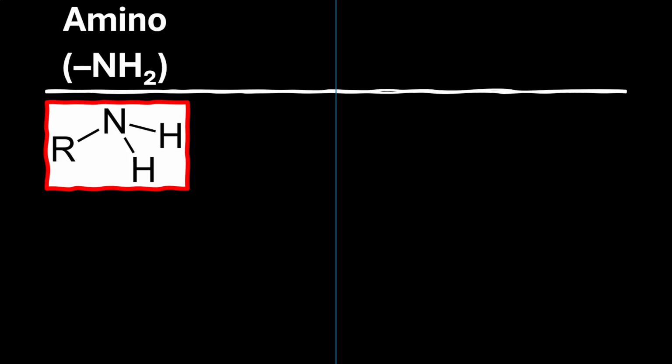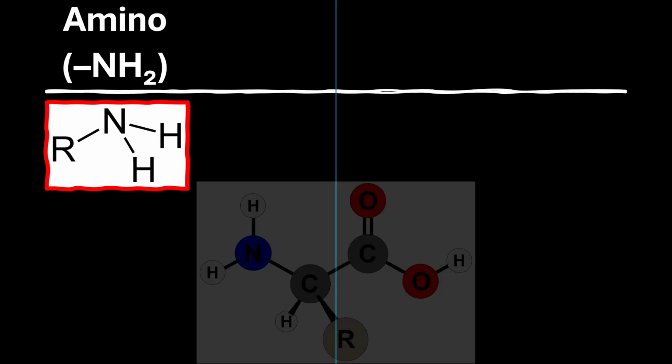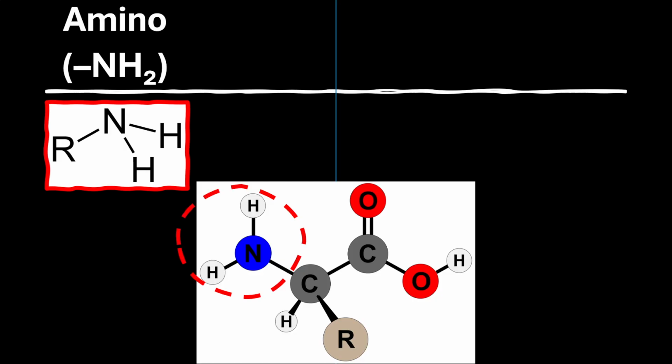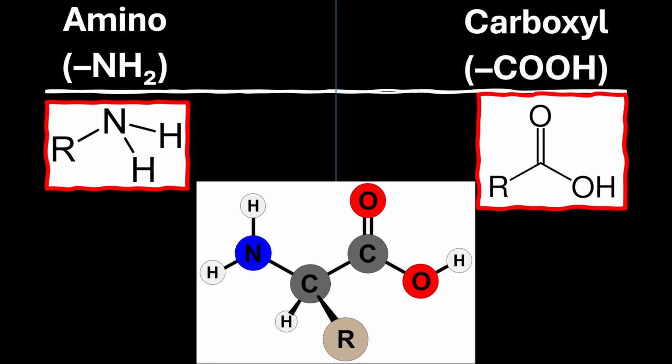The amino group is basic, meaning it grabs hydrogen ions from solutions. Amino groups make up one side of the core structure of amino acids. The carboxyl group looks kind of like a combination of a ketone and a hydroxyl. It's acidic, meaning it donates hydrogen ions to solutions. Carboxyl groups make up the other side of the core structure of amino acids. They're also important in fatty acids, where they participate in dehydration synthesis reactions.